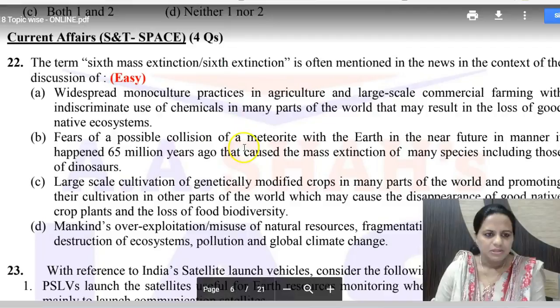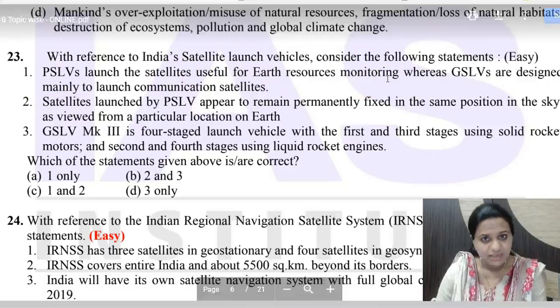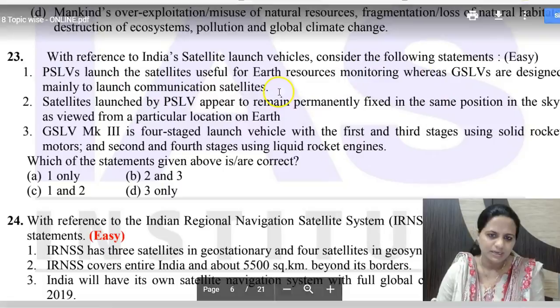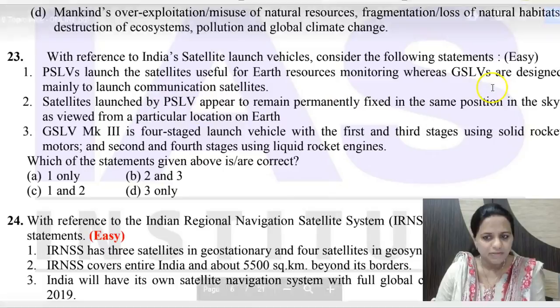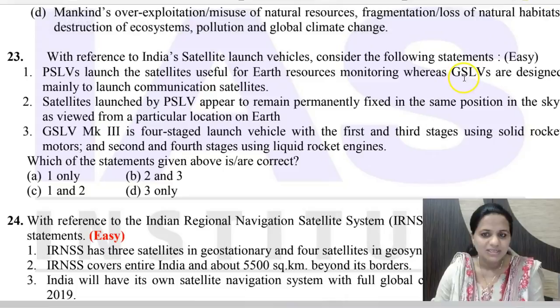Then next is, with reference to India's satellite launch vehicles, consider the following statements. So this again is an easy question. First statement is PSLVs launched the satellites useful for earth resource monitoring, which is correct. PSLV, GSLV, you should know the difference, and this is standard information. Very easy question which has been asked here. And GSLVs are designed mainly to launch communication satellites. So one is correct. Satellites launched by PSLV appear to remain permanently fixed in the same position in the sky as viewed from a particular location on earth. This is actually the characteristic of GSLV satellites, so geostationary satellites. So the second statement is incorrect. It should not be PSLV, it should be GSLV.